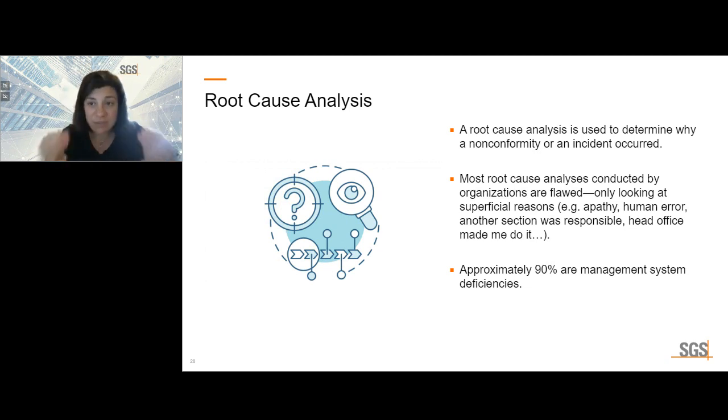So I want you to understand that 90%, at minimum, of nonconformances are actually management system deficiencies. Saying it's human error, human error, human error. As an auditor, we dig. And often enough, we find out it's not human error.